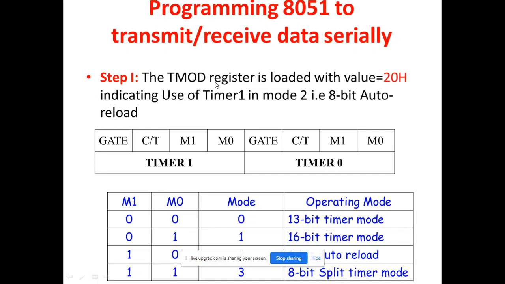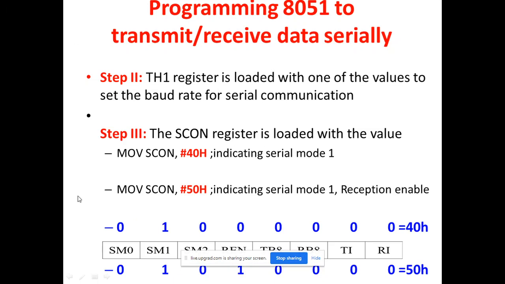Again this is the same as transmission. Next, I am calculating the initial value as per the desired baud rate, and that initial value I am placing into TH1, holding that initial value, and every time it is updated into TL1. Next, this step is also the same as transmission.